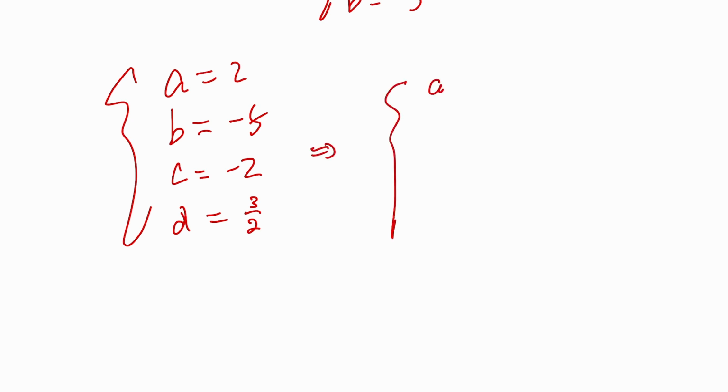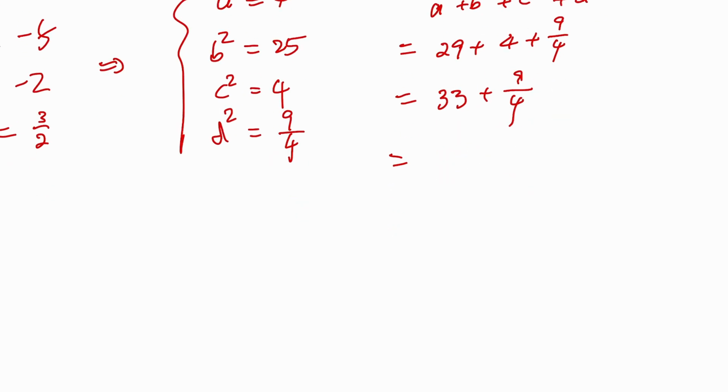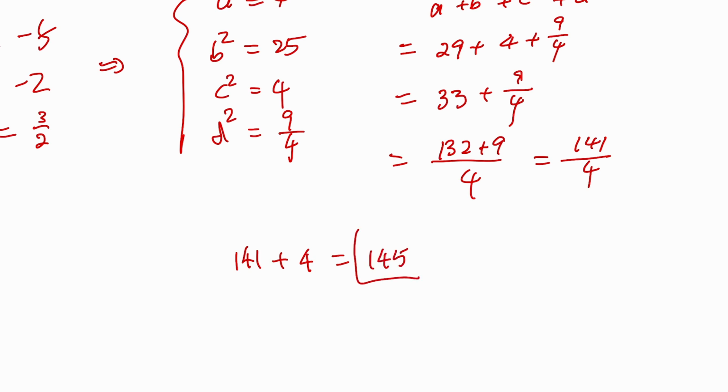Which gives us a squared equals 4, b squared equals 25, c squared equals 4, and d squared equals 9 over 4. So a squared plus b squared plus c squared plus d squared is equal to 29 plus 4 plus 9 over 4, which is 33 plus 9 over 4, which is 4 in the denominator, and 132 plus 9, which is 141 over 4. The numerator is an odd number, so it cannot be simplified anymore, which means that our answer is 141 plus 4, which just leads to 145.